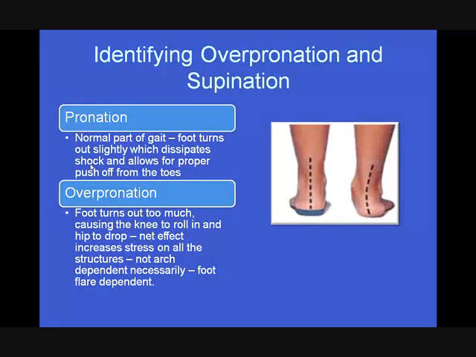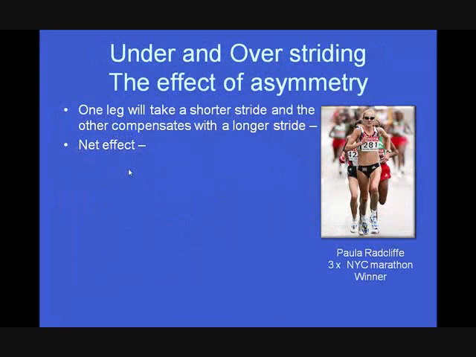The net effect is it increases stress on all the structures, not just the arch necessarily, but it's actually foot flare dependent. In other words, it's not just a flat foot. It's when the foot turns out, you lose a lot of energy from the ground. So it not only strains the structures, but you lose energy as well. So in essence, with overpronation, since this is very inefficient, you may be using much more energy to do your run or your walk than you would if you had, say, an arch underneath that, which brings us to something that we'll get into in a moment, but we'll talk about orthotics.